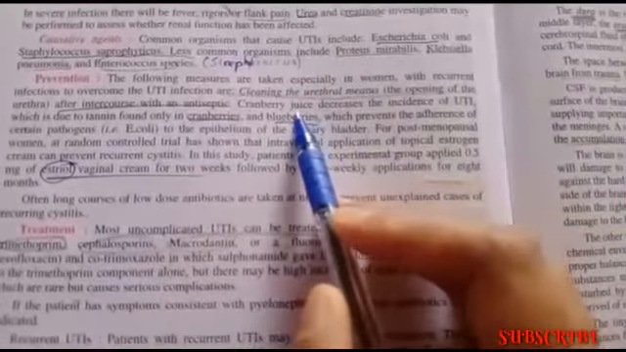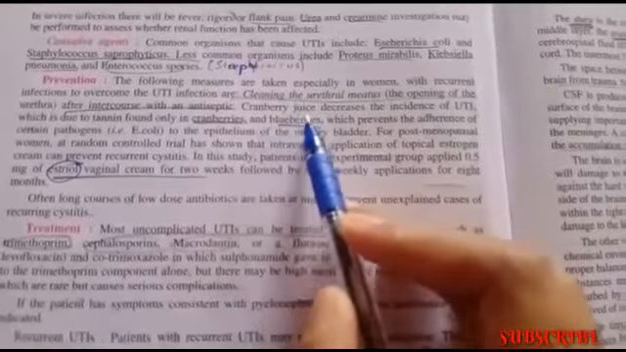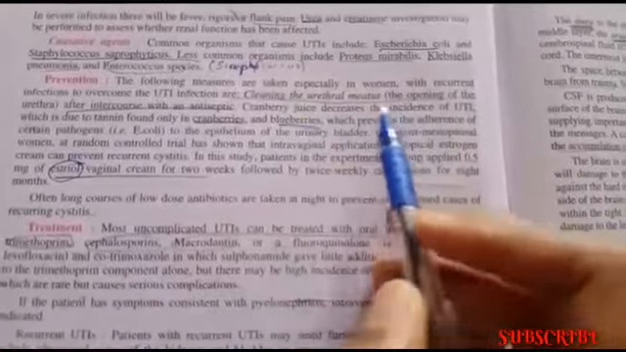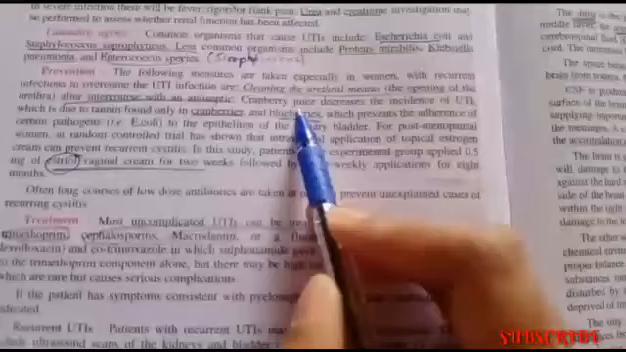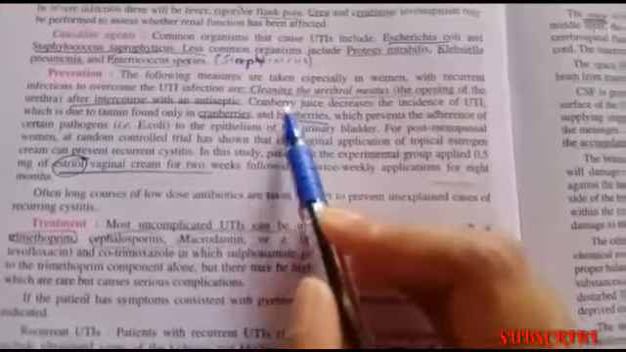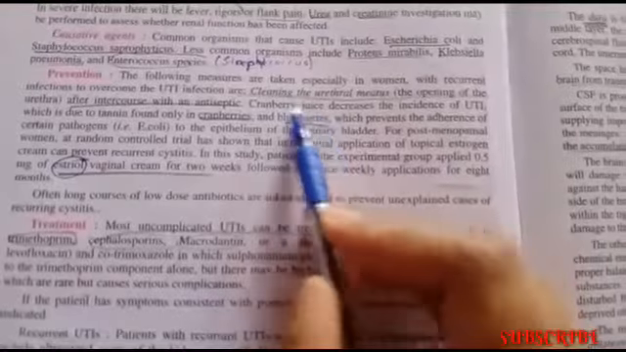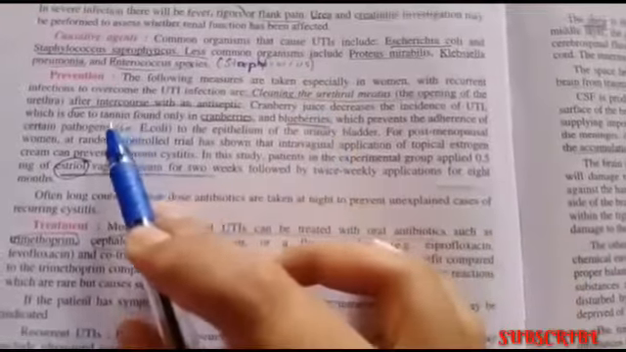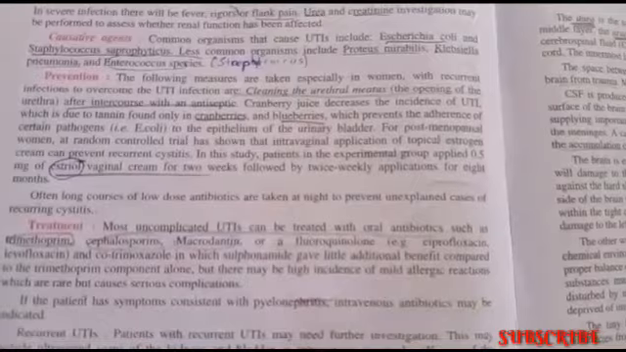Another way is that cranberry juice decreases the incidence. Cranberry juice is available in the market, so those who are prone to this type of infection can have cranberry juice, because it contains tannin, which decreases the incidence of UTI. They can have cranberry juice or blueberry juice also.